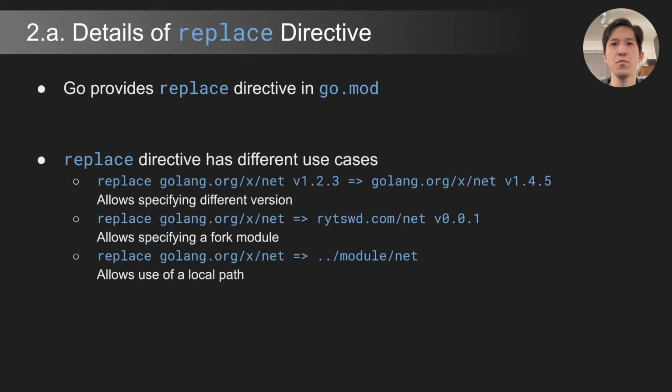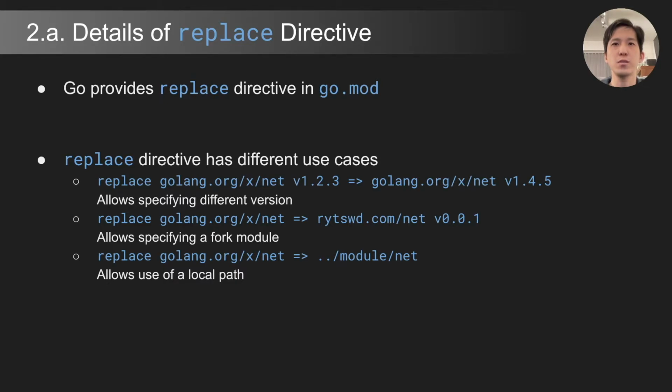So now we will move on to the second demo. In this demo, I will be using a very simplistic approach of using replace directive for private repository dependency management. And this is not how you should go about it, but it's one way we should know. Before starting the demo though, let's brush up on the replace directive use cases.